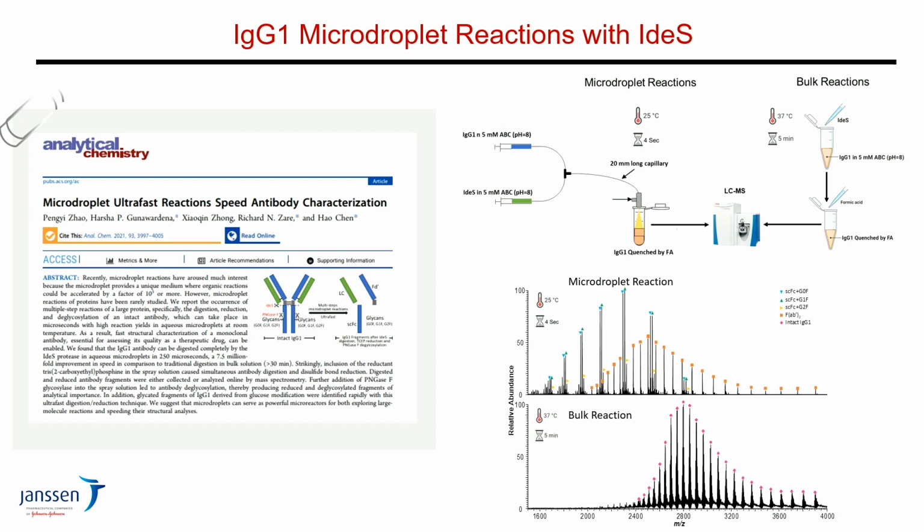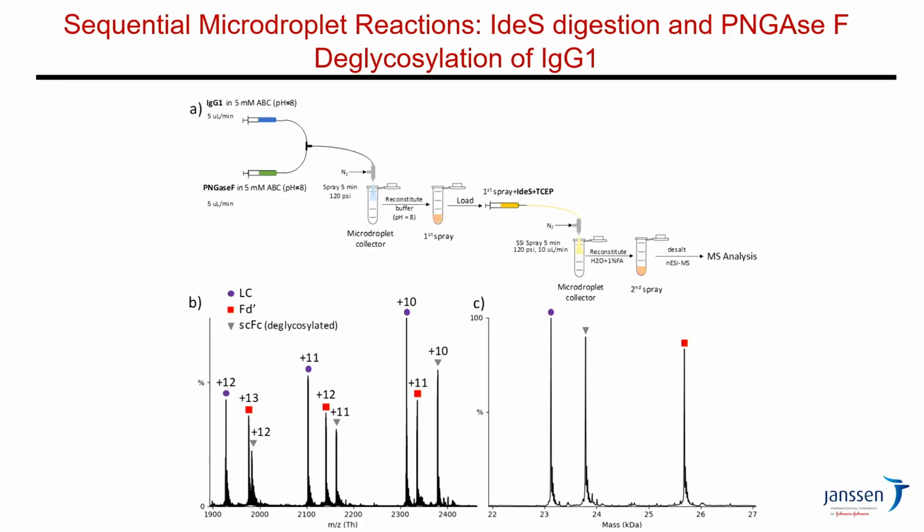So you can clearly see that there was no digestion in the bulk solution after 5 minutes, whereas you can see complete digestion at 4 seconds at ambient temperatures for microdroplets. So typically, IdeS digestion in bulk takes about 30 minutes to about an hour. So given these time scales, we can say that microdroplets is about 450x faster than the typical digestion.